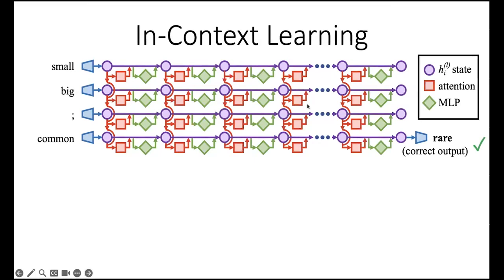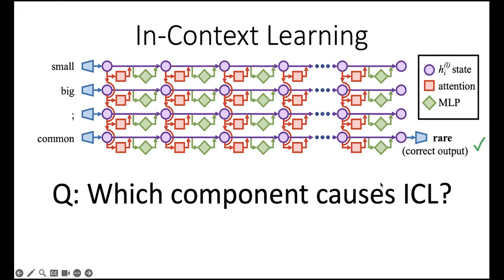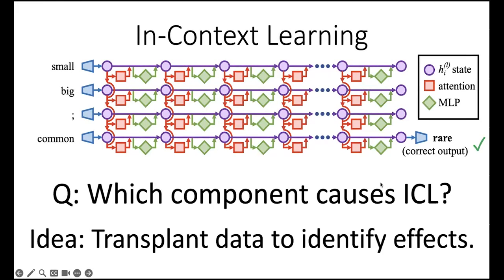And so in-context learning passes through this network just like any other text does, and it can execute some amazing learning algorithm. Can we identify what component causes ICL? Can we find the circuit for ICL? So let's do this. The idea is to do it by transplanting data to identify effects.